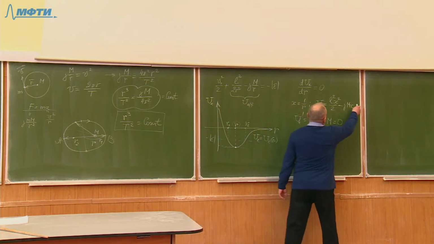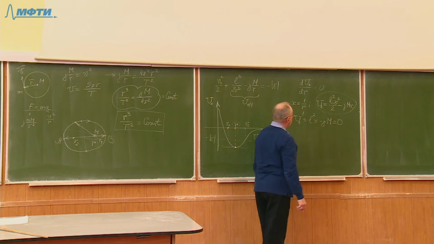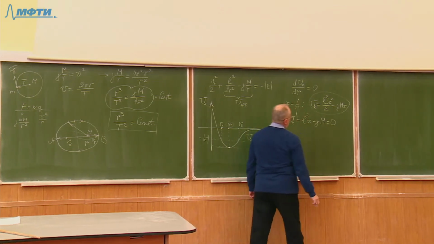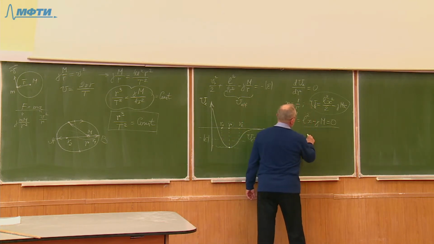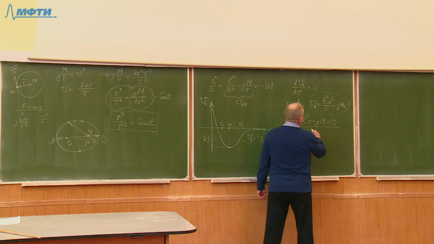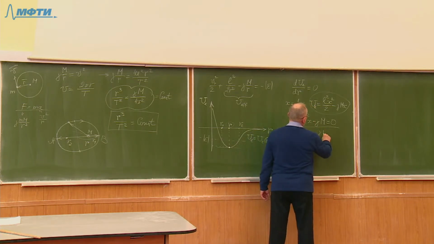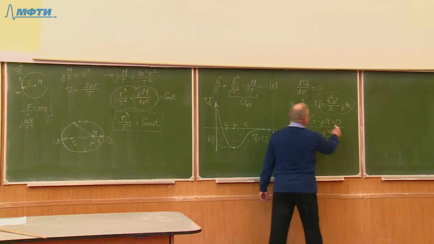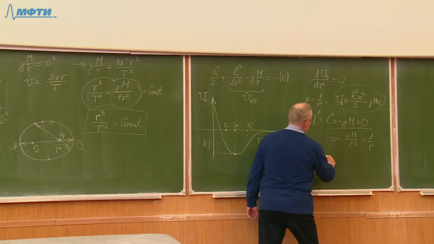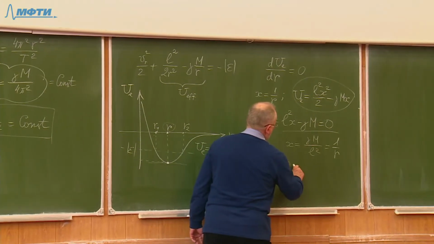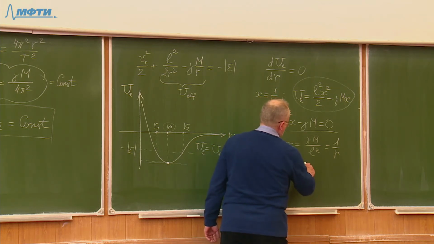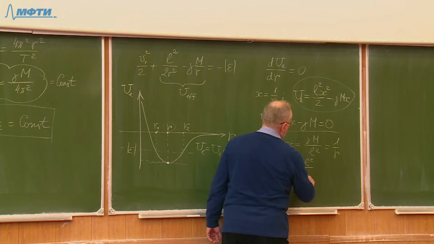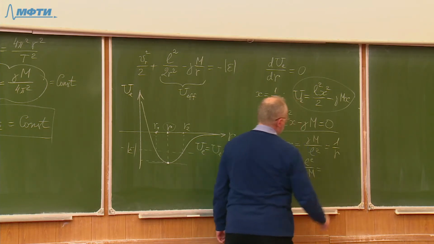So we have taken the derivative of this function with respect to x, and from here we can immediately find x equal to gamma capital M divided by L squared. But x is 1 over r, and so we can immediately find r, which is equal to L squared divided by gamma M.